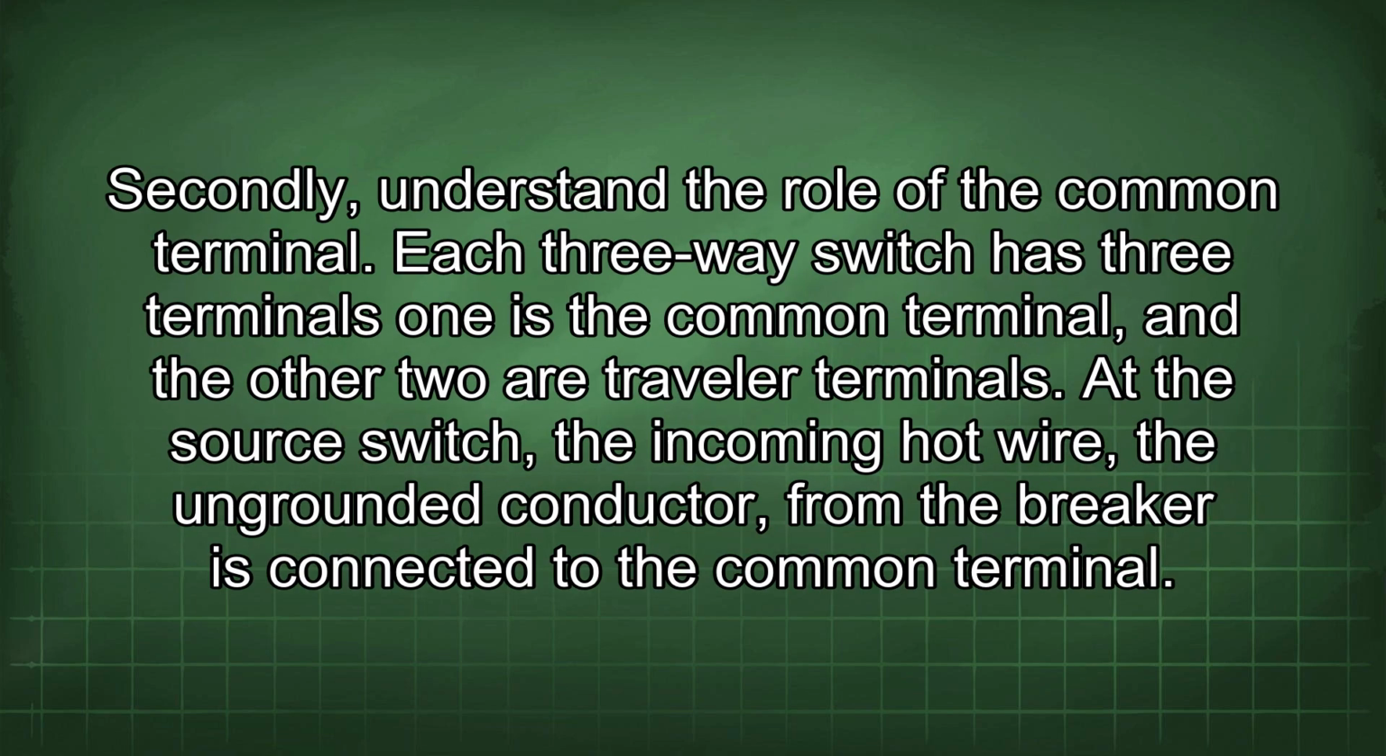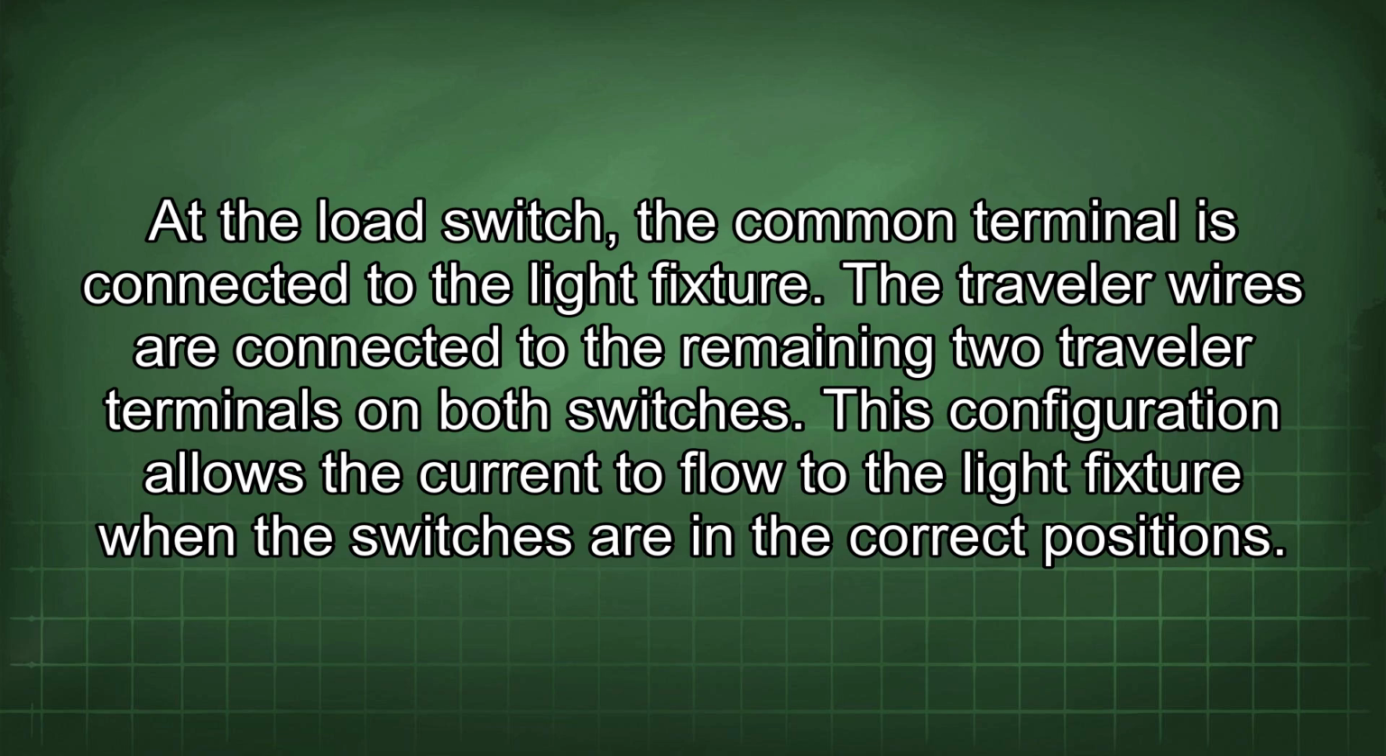Secondly, understand the role of the common terminal. Each three-way switch has three terminals. One is the common terminal, and the other two are traveler terminals. At the source switch, the incoming hot wire, the ungrounded conductor from the breaker, is connected to the common terminal. At the load switch, the common terminal is connected to the light fixture. The traveler wires are connected to the remaining two traveler terminals on both switches. This configuration allows the current to flow to the light fixture when the switches are in the correct positions.